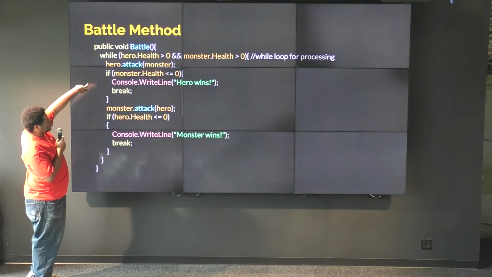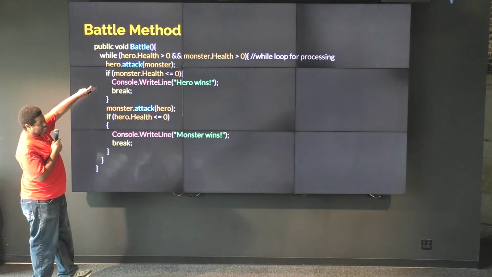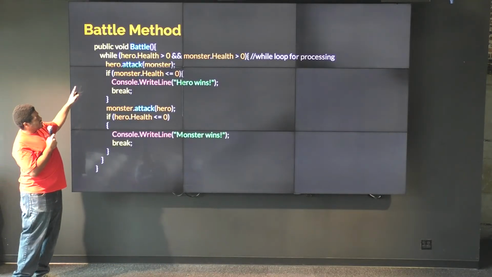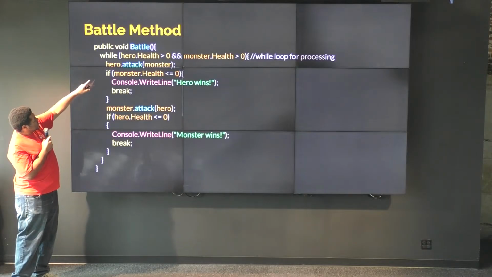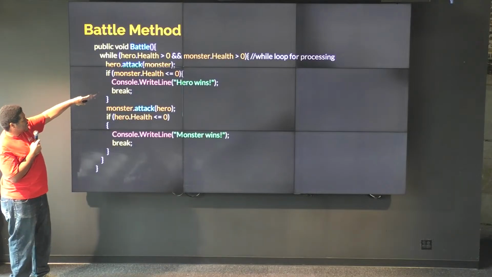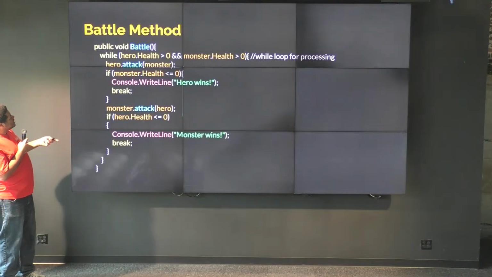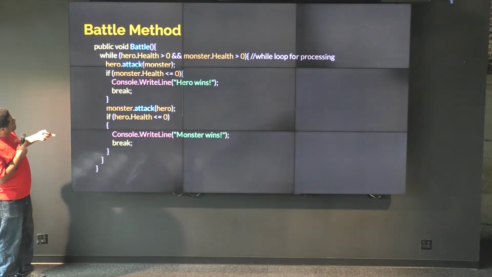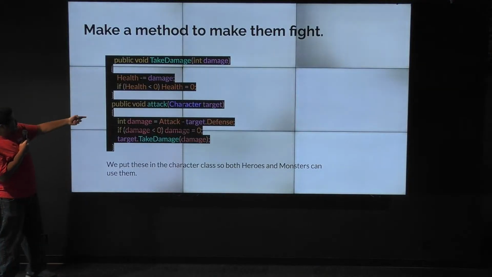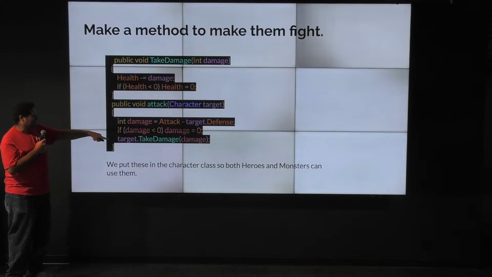So this way, all it's doing is checking to make sure that either one of them still has health left. And in this case, the hero attacks first, and if the hero defeats the monster first, then the hero wins, and vice versa down here. And attack, as mentioned, is all the way down over here. So methods can call other methods, as shown here.